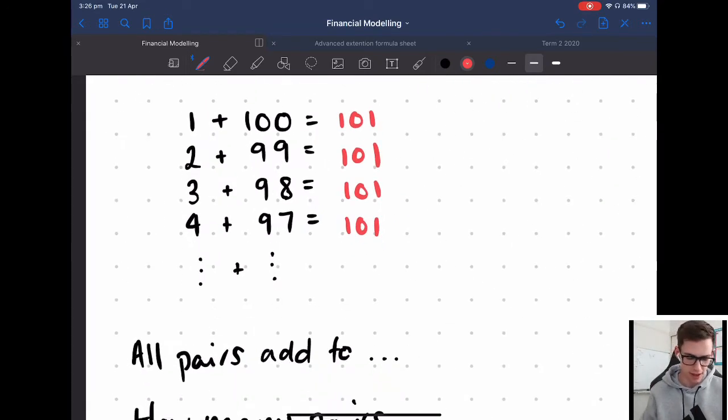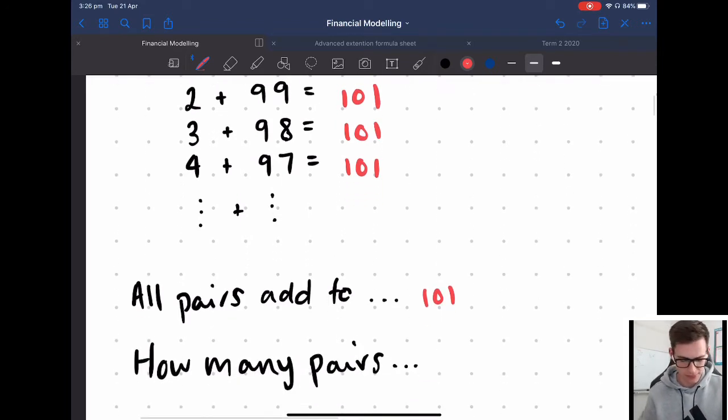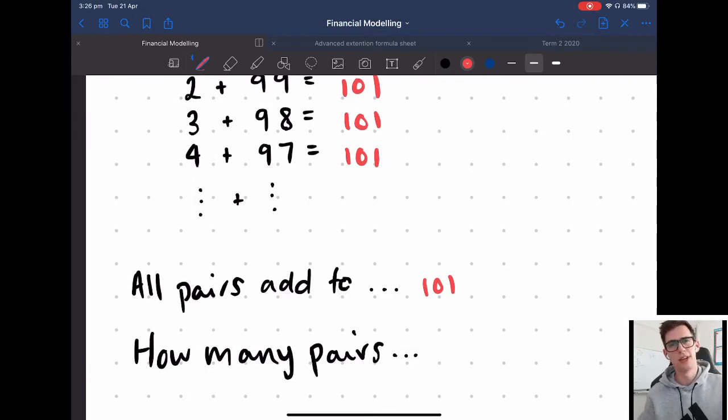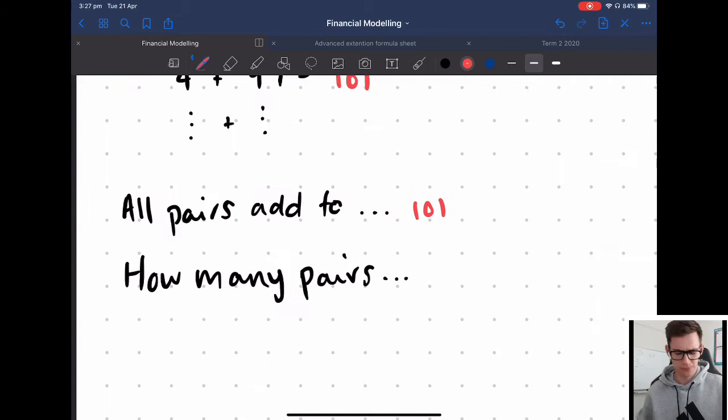Hopefully you get the pattern that all the pairs from 1 to 100, if you meet in the middle, are going to add to 101. Then all we need to consider is, how many pairs would there be? Because if each pair adds to 101, and we know how many pairs there are, we can just multiply 101 by how many there are, and that should be our answer. Way easier than adding it all up.